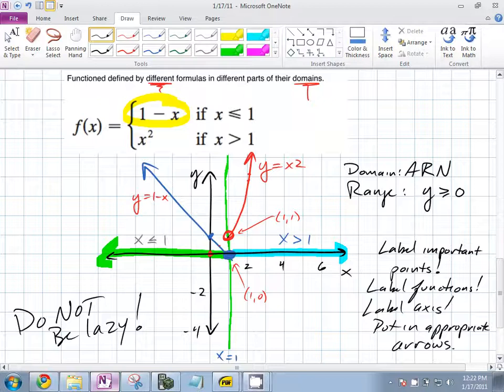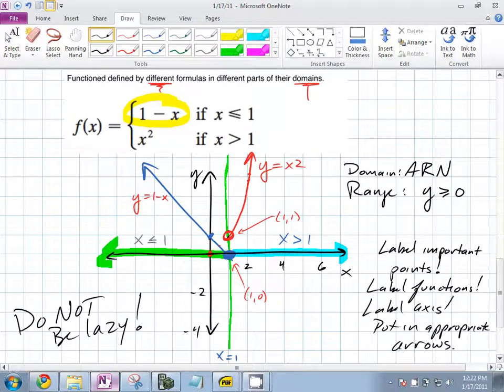It literally would take you about 5 more seconds to sometimes make your graphs look way better. Buy a ruler. They're like 20 cents over at the dollar store or less. Get one. Use it. It's fantastic. If you label all of these things, I'd be happy.